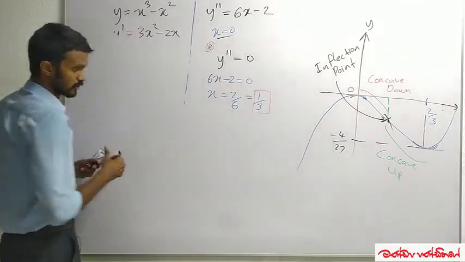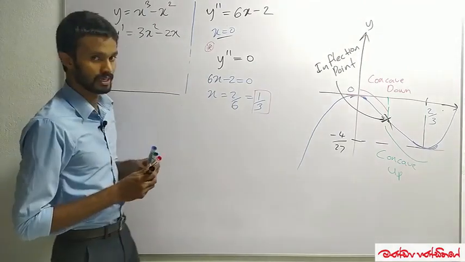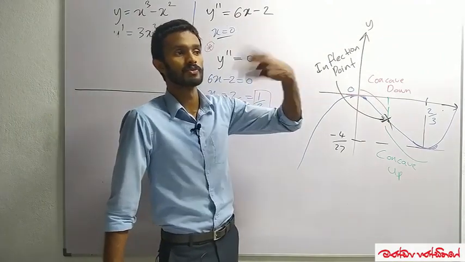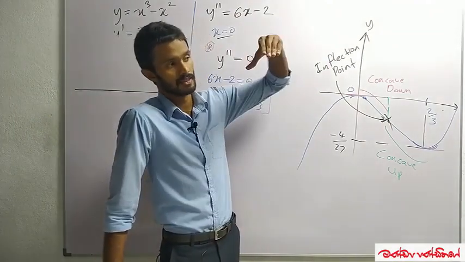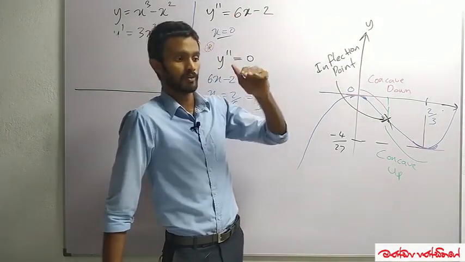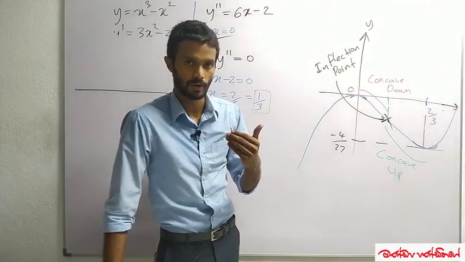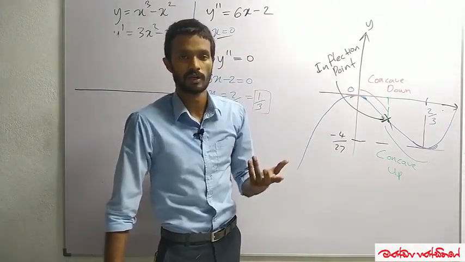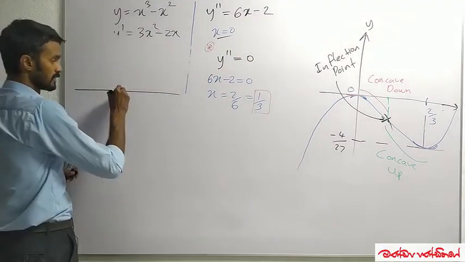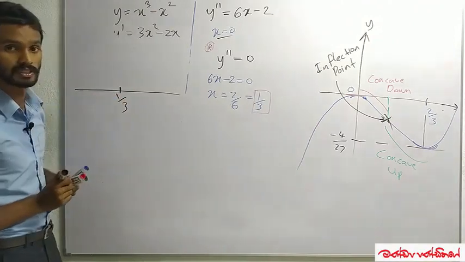So what do we do to show that this is an inflection point? If it is an inflection point, the concavity should change at that point. If it had a concave down nature before the point, after the point it should have a concave up nature, and vice versa. So we have to show that the concavity of the graph changes at this point.